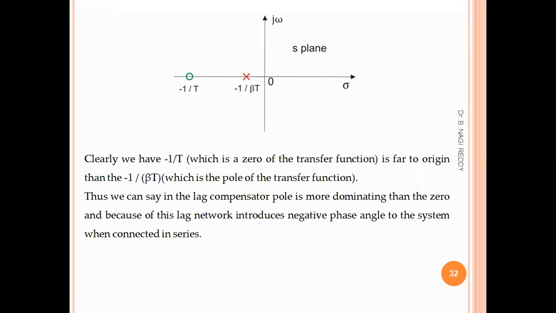In series, if we connected this lag compensator in series, then we'll definitely have negative phase angle. We have seen the same but opposite in the lead compensator. The lead compensator produces a positive phase angle when we connected in series. So the lag is exactly opposite to the lead. That's why this lag produces negative phase angle.